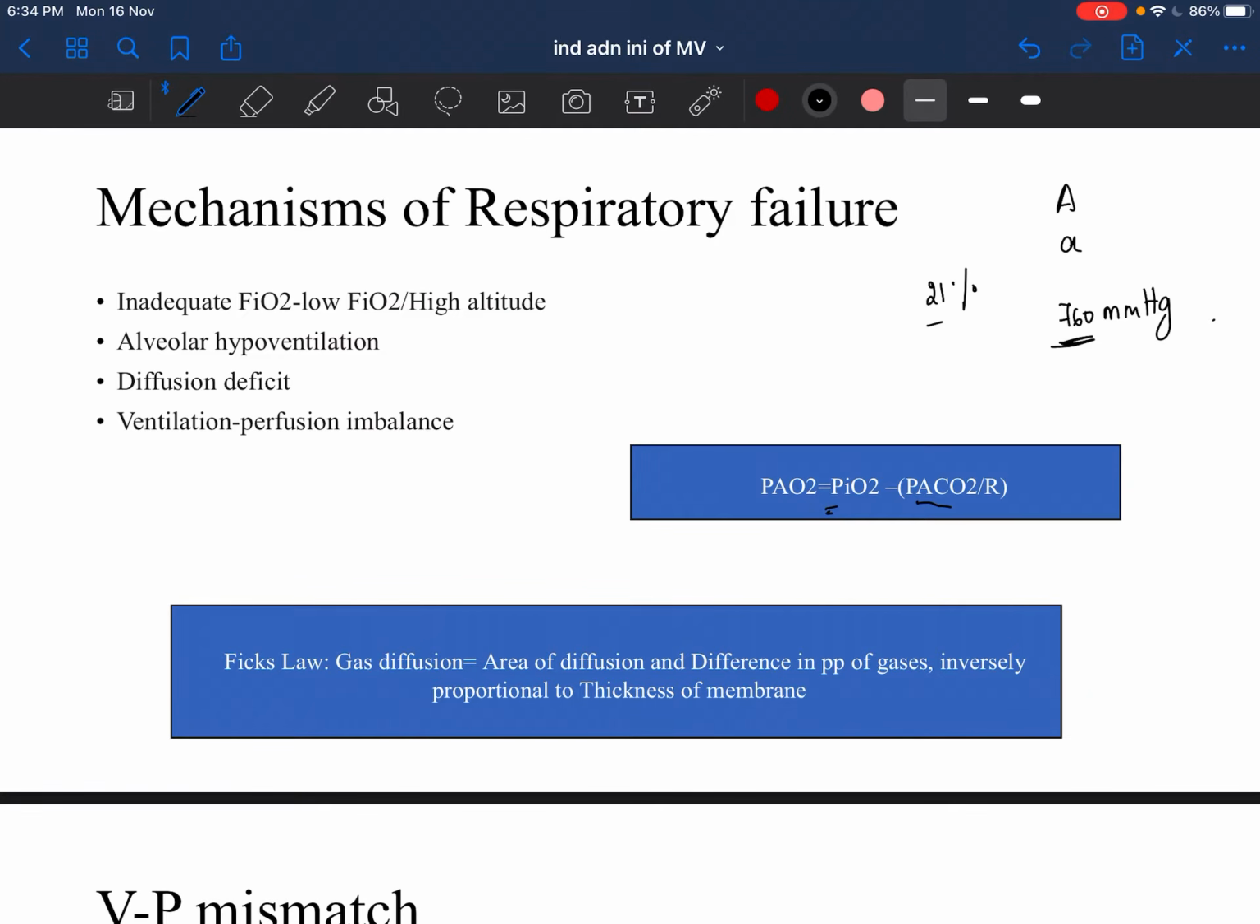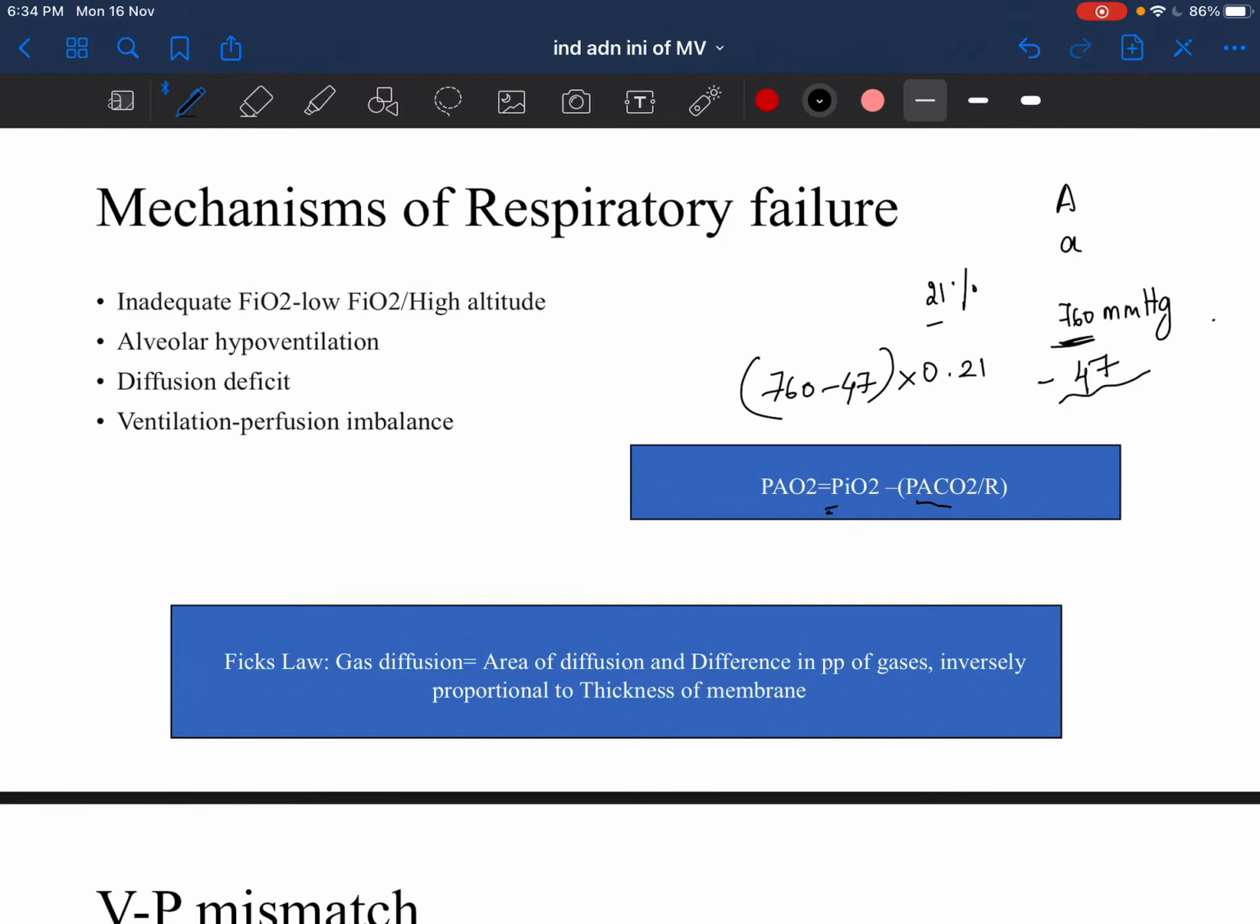No, because you have some amount of water vapor. So that accounts for approximately 47. So if you subtract 760 minus 47, that will be your atmospheric pressure minus your water vapor pressure. From that, 21% is your room air partial pressure of oxygen.